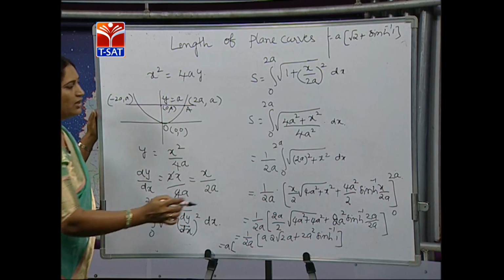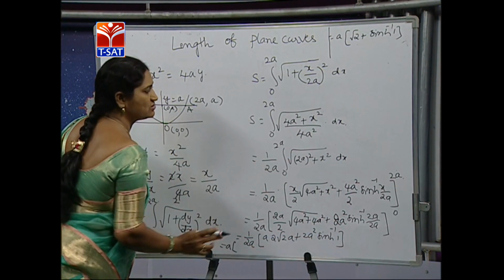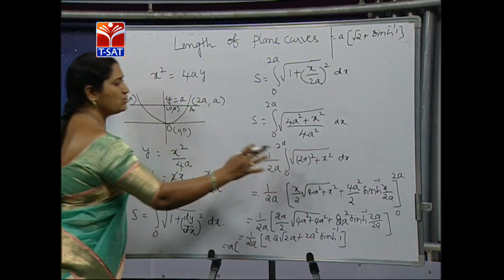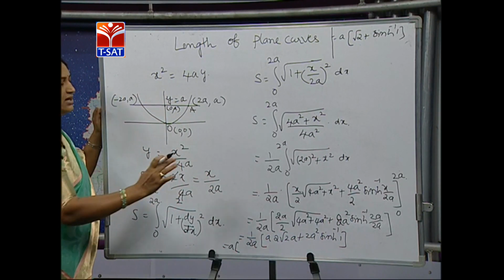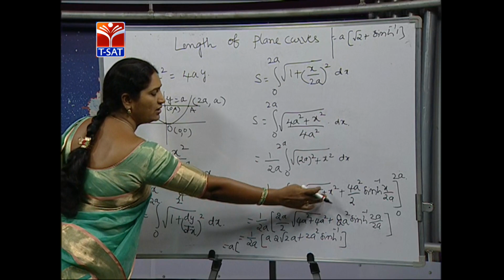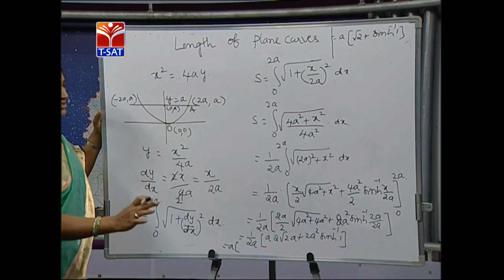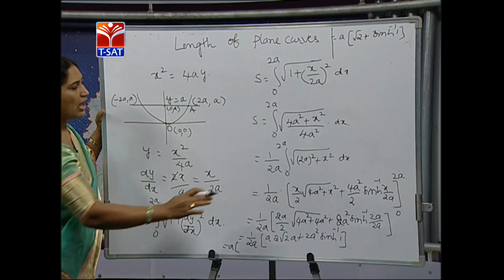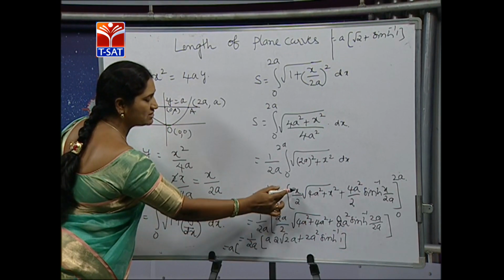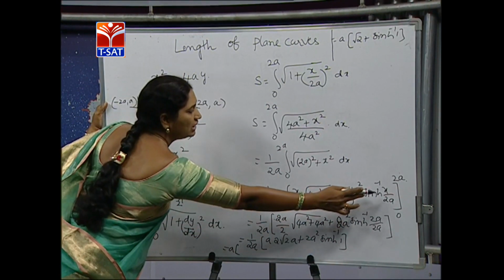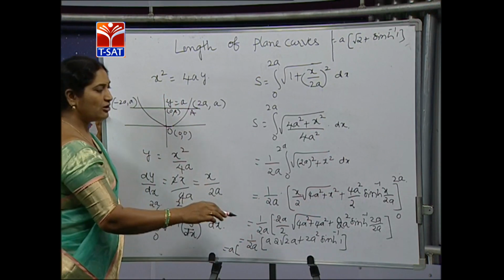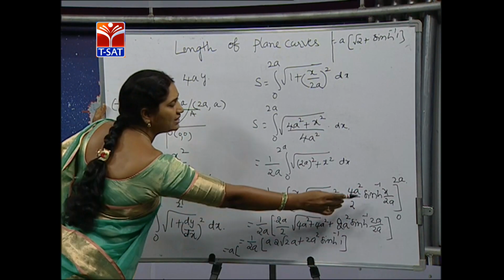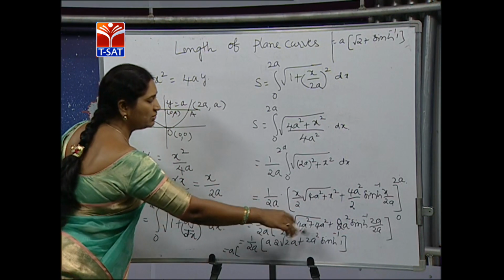Now, the integration of root a square plus x square dx, this is in the form of under root of a square plus x square formula. So under root of a square plus x square integration is x by 2 into under root of a square plus x square plus a square by 2 sin h inverse x by a. Now replacing a by 2a, we will get the value like this. Now substitute the limits. Applying the upper limit, in place of x we are substituting 2a, and similarly here also in place of x 2a. Apply the lower limit. If x is 0, this value is 0 as x is 0, and sin h inverse 0 is also 0. So the lower limit will be 0.